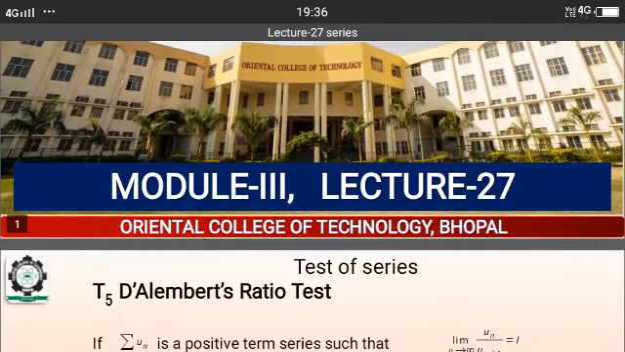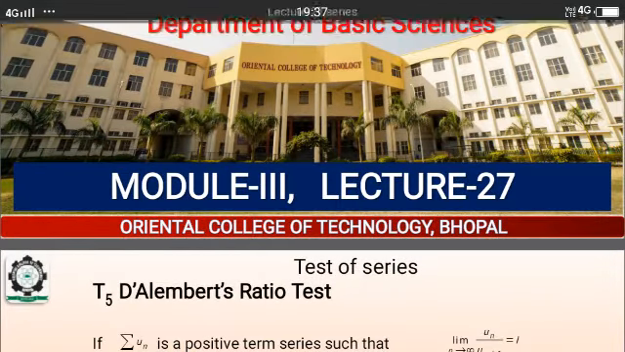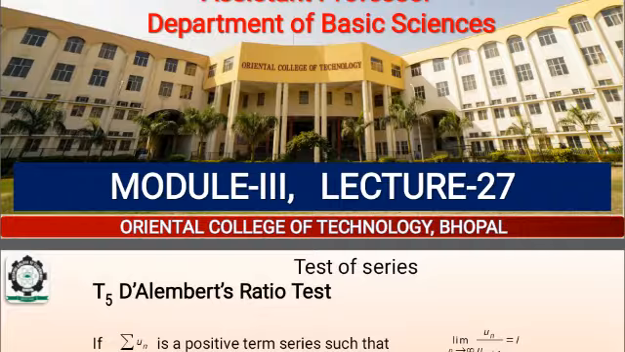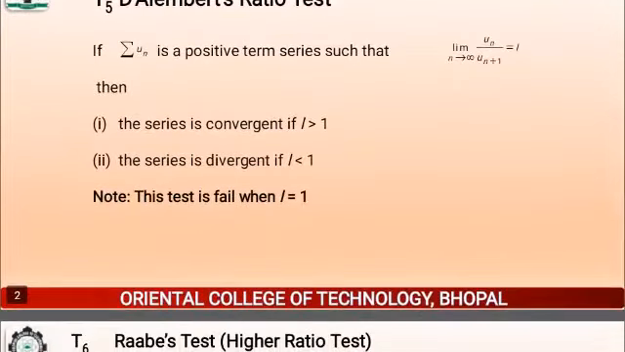I am going to present a presentation on the topic Test of Series, test number 5: D'Alembert's ratio test. If summation un is a positive term series such that limit n tends to infinity un upon un plus 1 equals L, then the series is convergent if L is greater than 1, divergent if L is less than 1, and the test fails when L equals 1.